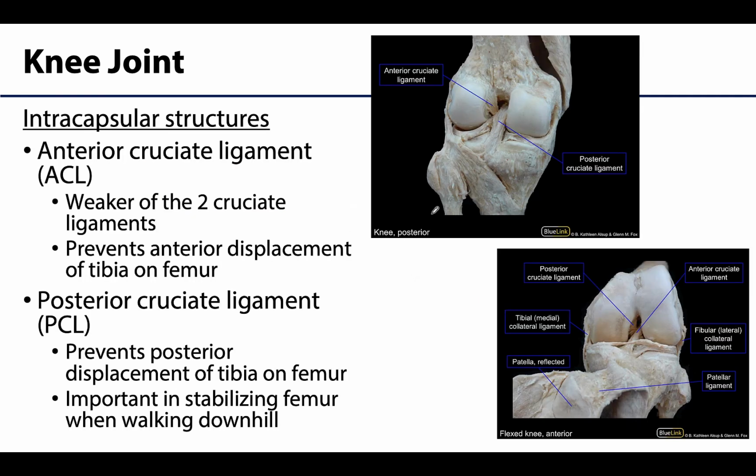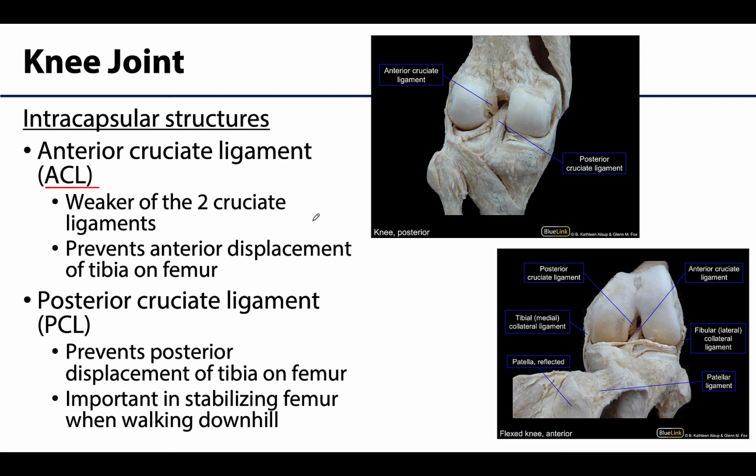And last but not least are the two cruciate ligaments, and you can see they form this almost crisscross shape within the joint region. So these are going to be intracapsular, or within the capsule region. The anterior cruciate ligament is, as its name would suggest, the more anterior of the two cruciate ligaments. And it's also going to be the weaker of the two. So if a cruciate ligament is damaged, it is almost always the ACL.